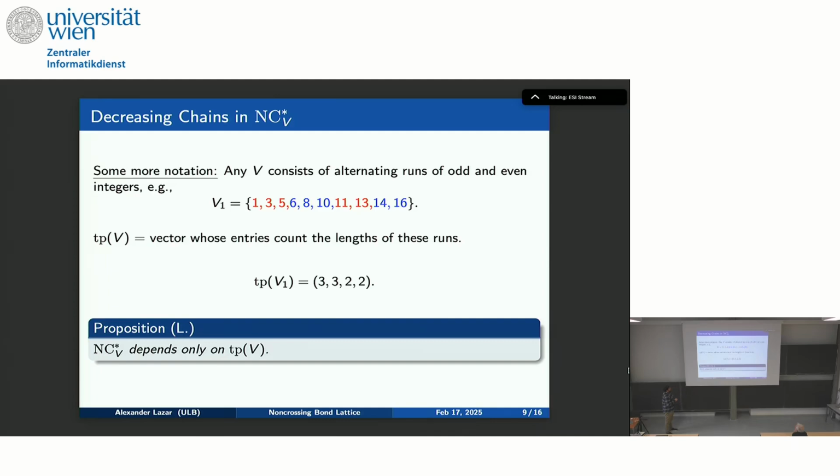So it takes a little bit, but not a huge amount of argument to show that this NC star of V, so these non-crossing set partitions with this parity condition, depends only on this type. So, you know, I can kind of shift everything down to be, given the lengths of the runs, I can make a sort of minimal one. And they'll all have isomorphic non-crossing bond posets.